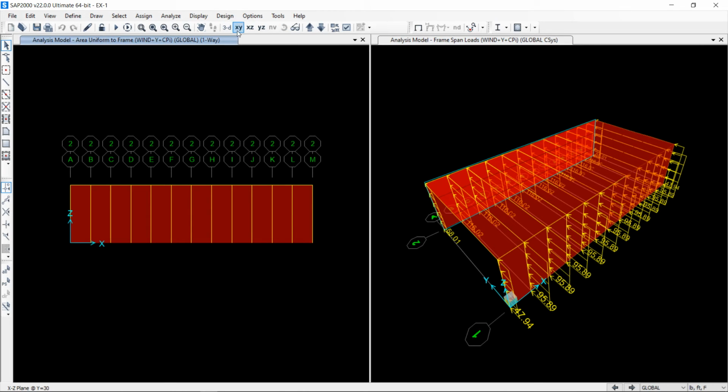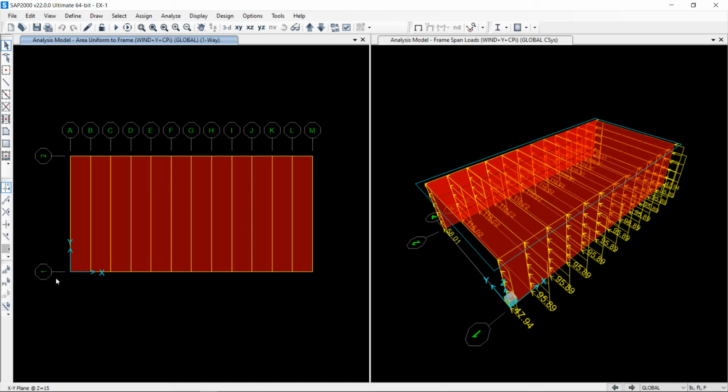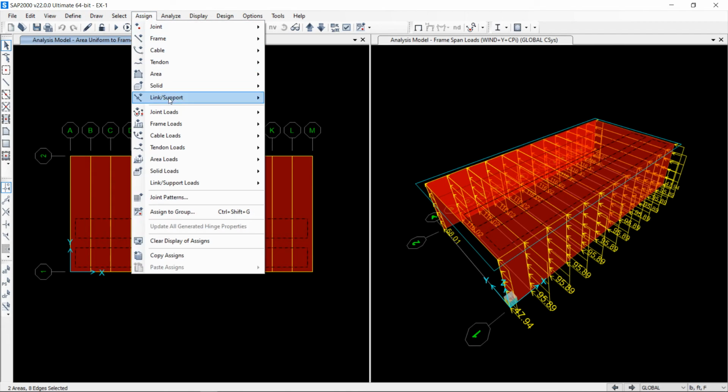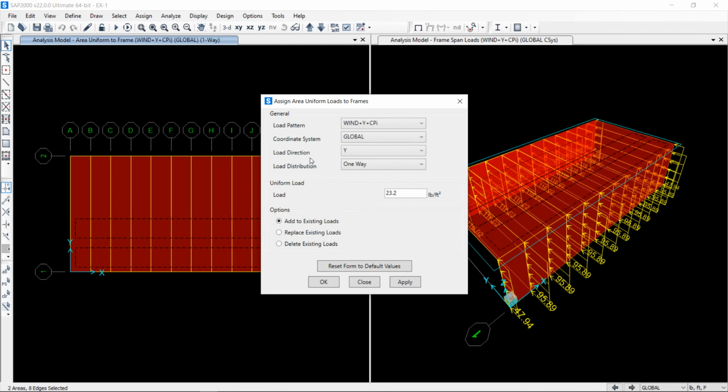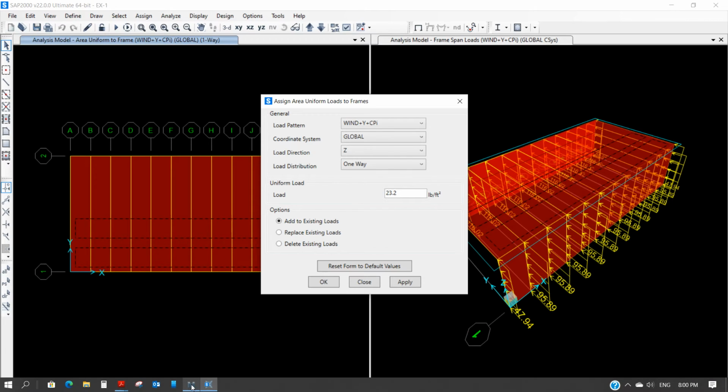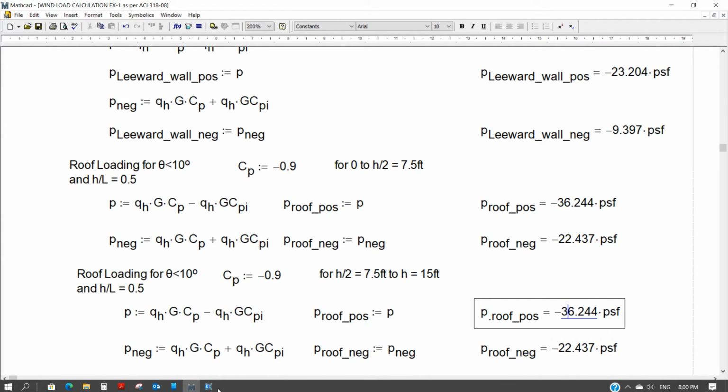Let us select roof over here. So we have to select first and second row. So this is half of the roof. Here we have to assign area load, then of course it should be wind plus Y plus CPI global. The direction is Z plus, and the value over here is 36.244.